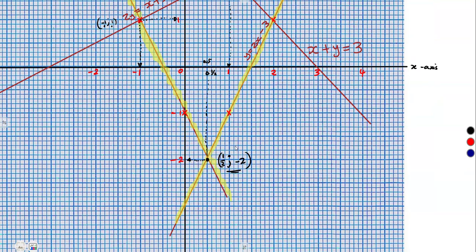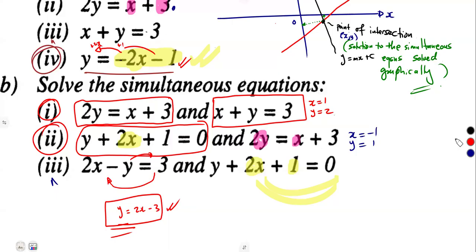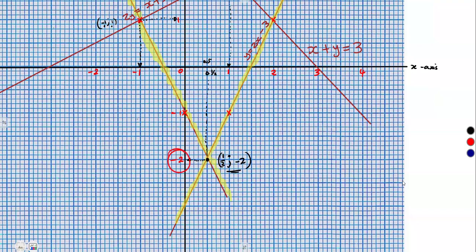So that is our x is what? 1 over 2. And y is what? Y is minus 2. So that is it here. X is equal to 1 over 2 or 0.5 as a decimal, all right? And the y value is negative 2. So that is how you solve simultaneous equations graphically. You just look at the point of intersection. The point of intersection is actually your solution. What is the x value? What is the y value?